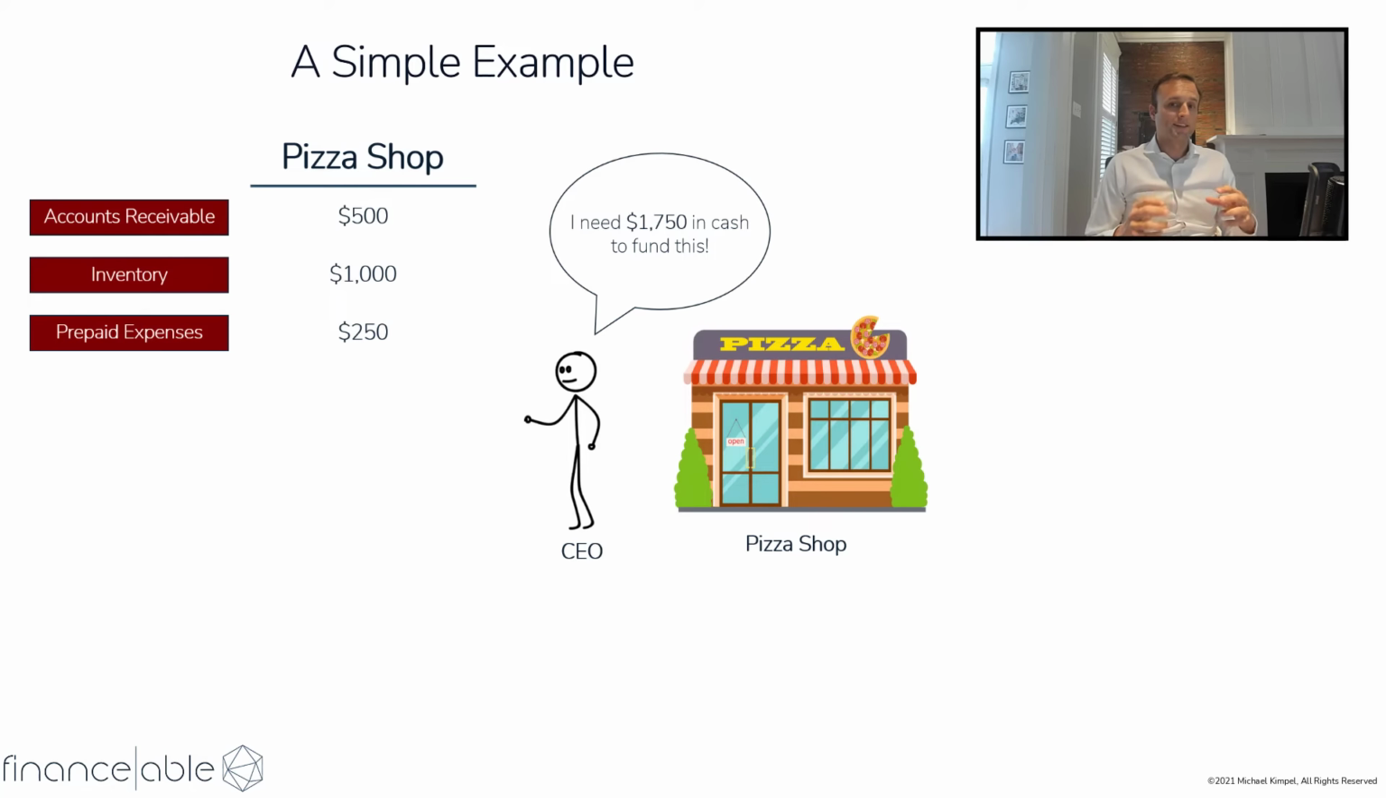So again, I want to think about this as a use of cash to start with. We have to come up with those dollars. So what we're going to see next is how our current liabilities can offset this cash funding need. All right, so let's work through the current liabilities.